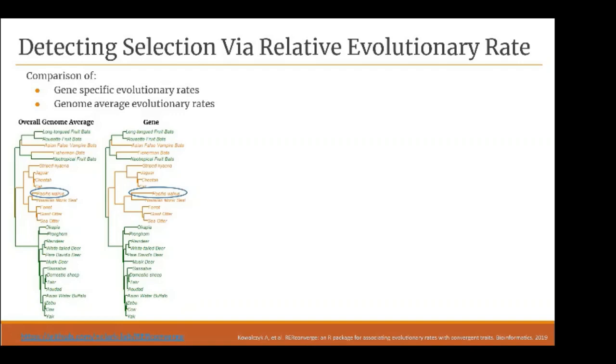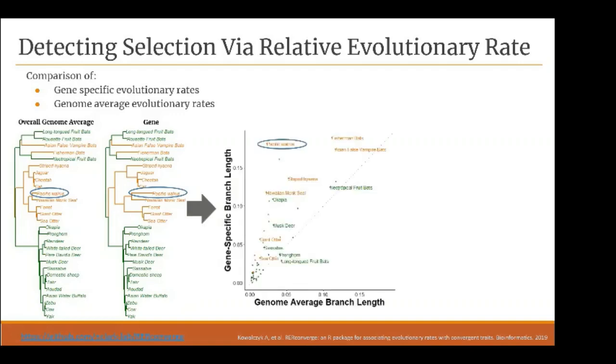What we can then do is plot this difference between the evolutionary rate of an individual gene against the overall genome. As mentioned, if there is no unique selection on an individual gene, we would expect it to evolve at the same rate as the genome. Here we are plotting the genome average, so the overall genome, against the individual gene. And if there's no unique selection happening, we would expect it to follow along this dotted line here of a 1-to-1 ratio. But as you can see with the Pacific walrus, for this gene, it is evolving much faster in the Pacific walrus than this line would predict.